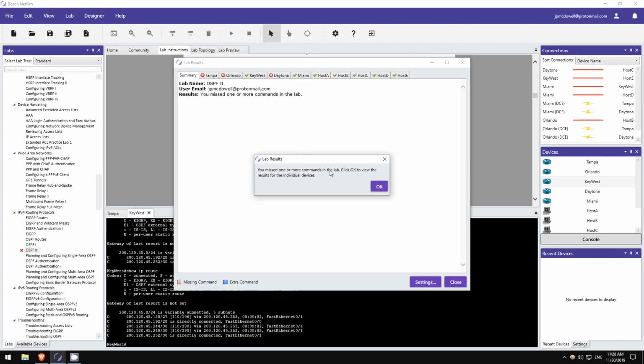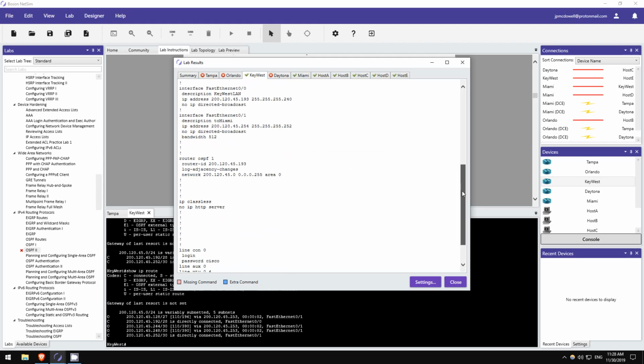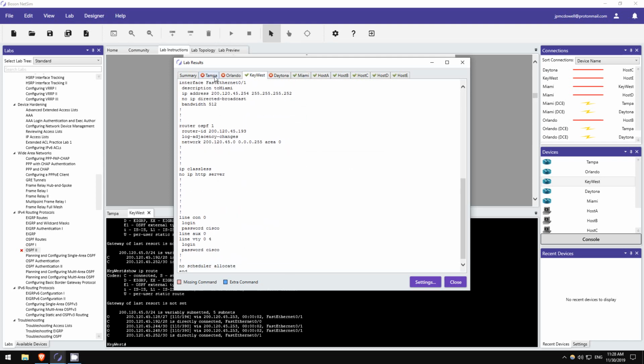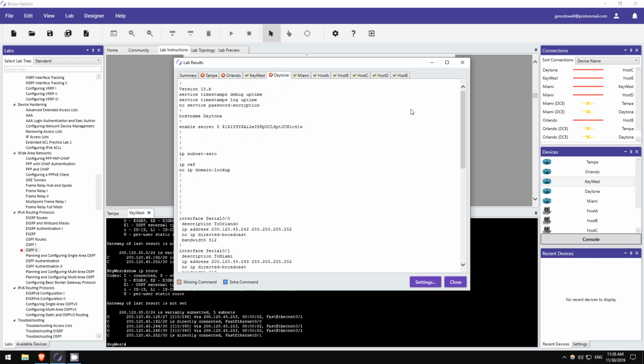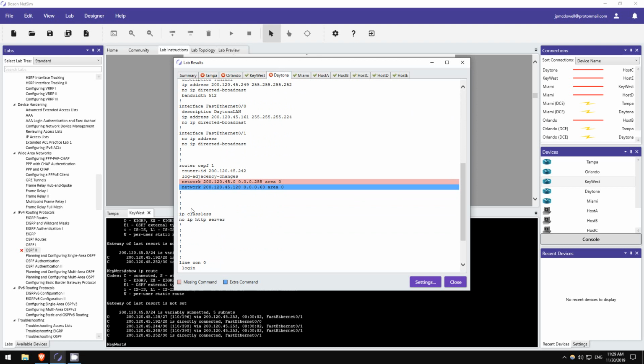And as you can see, I missed some commands because I stopped halfway through. The green check mark means there are no problems on these devices. So here, Key West, we configure that correctly, our OSPF. But Tampa, Orlando, and Daytona are not properly configured. For example, here on Daytona, this red means that it's a missing command. So we should have configured this command. And blue is an extra command. So this is a command we either don't need or a command we should have deleted. So this command was already on the router, but we were supposed to delete this command and add this command.